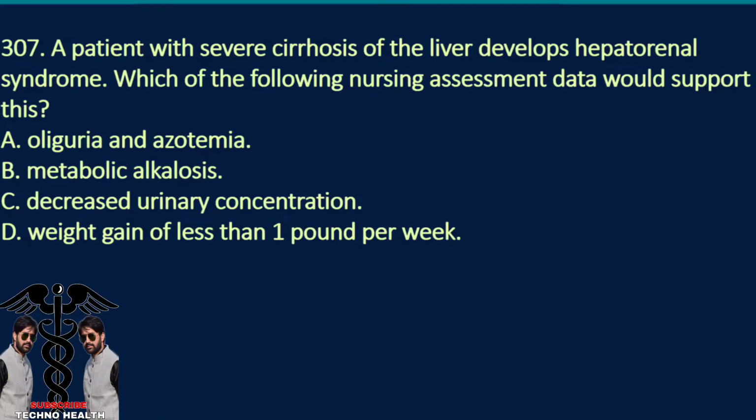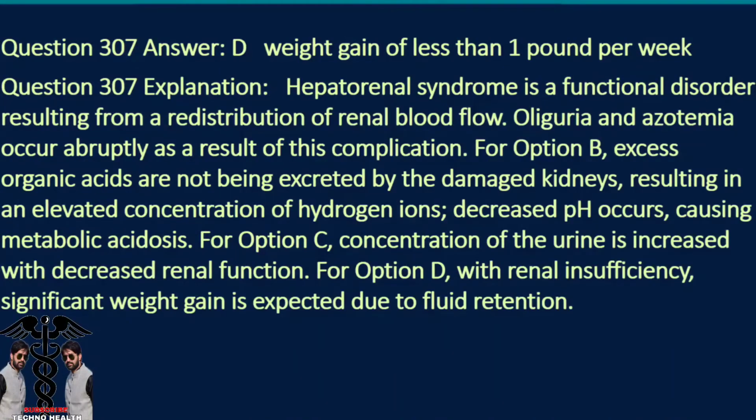Question 307. A patient with severe cirrhosis of the liver develops hepatorenal syndrome. Which of the following nursing assessment data would support this? A. Oliguria and azotemia. B. Metabolic alkalosis. C. Decreased urinary concentration. D. Weight gain of less than 1 pound per week. Question 307. Answer: A. Oliguria and azotemia.